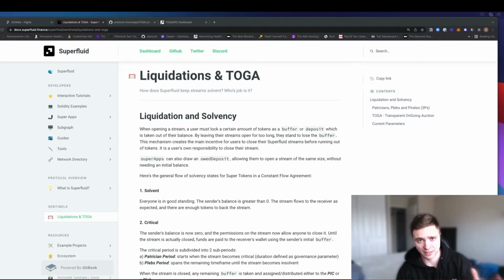Now, to really understand why we need this, we need to understand what happens when a Superfluid stream is created and how it works under the hood. So when you create a stream, you have to define the super token you want to use, the receiver you want to send funds to, and the flow rate, which is the number of tokens that you want to send per second. One thing you don't have to do there is lock up the entire amount that you want to stream in a separate contract. You just have to keep your token balance above 0 and the stream will stay open.